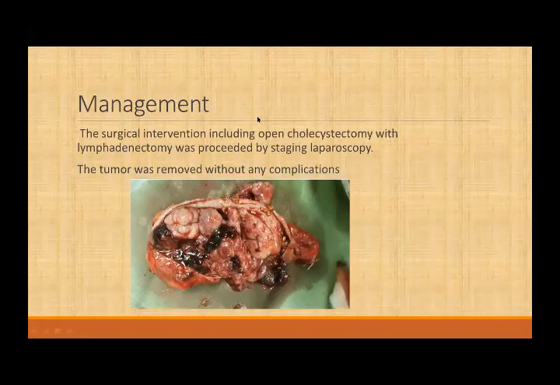There's nothing abnormal on biochemistry, and nothing abnormal on LFTs. The patient had right upper quadrant pain, no weight loss history, and she had a neoplasm. Surgical intervention included taking the gallbladder out, and they proceeded with the staging laparoscopy and took the lymph nodes out as well. The tumor was removed without any complication.